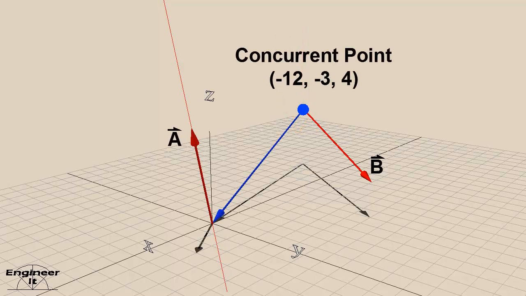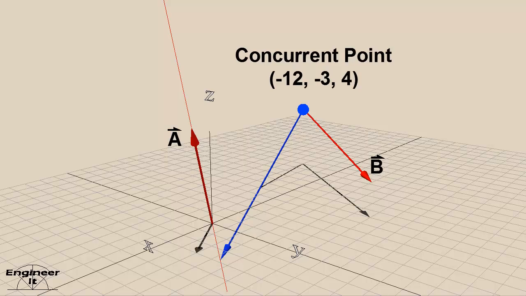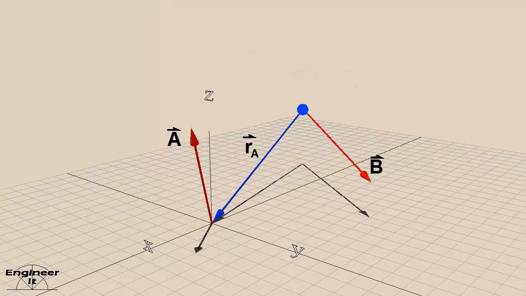To solve for the moment of A about the concurrent point, a radial vector r must be found. The radial vector is any line that goes from the concurrent point to any point along vector A's line of action. It acts as a moment arm for the moment of A about the concurrent point. For simplicity purposes, the radial vector from the concurrent point to the origin of vector A was chosen for this example. Now the radial vector r can be defined, and the moment of vector A about the concurrent point can be calculated.